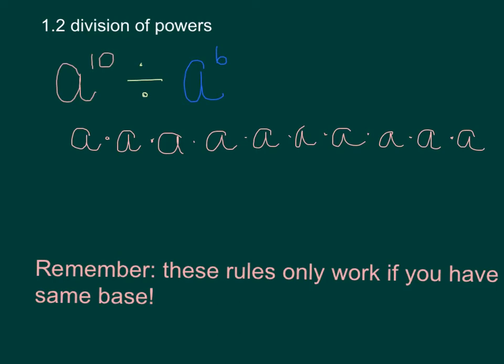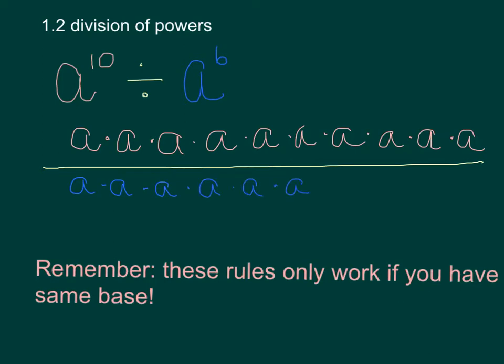Anytime, or most times, I see a division sign, I like to change it to a fraction, because that's really what a fraction is: division. So I'm going to divide this by a to the 6th. How many times? 6 times. 1, 2, 3, 4, 5, 6.